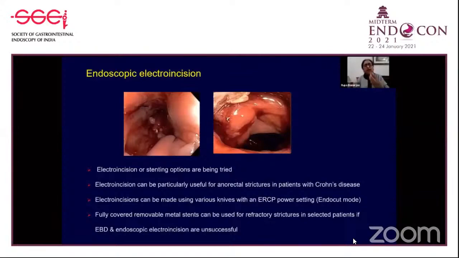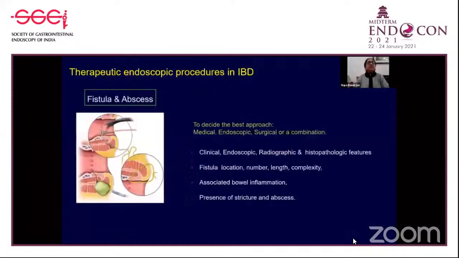Endoscopic electroincision particularly works for anorectal strictures. You can see in the picture here, I think Boshen and his group have done a lot of work in this area, and it can be made using various knives. Electroincisions are made using the endocut mode, and you can see how nicely it opens up. In select cases, fully covered removable metal stents have been attempted, but as I said, this is an evolving area.